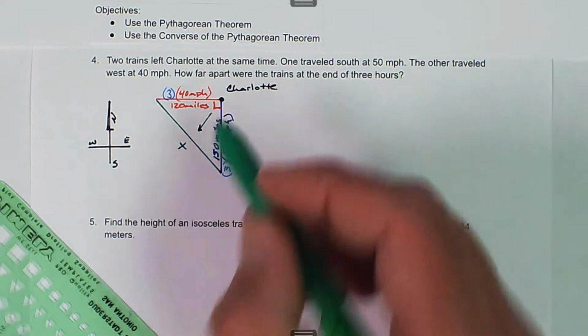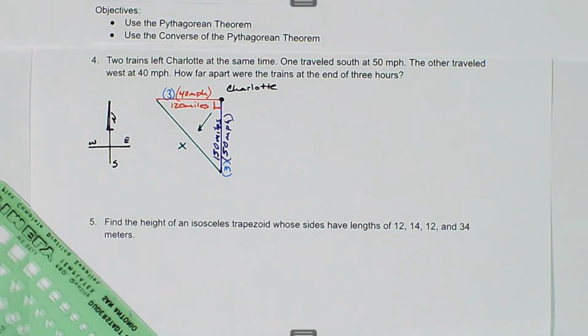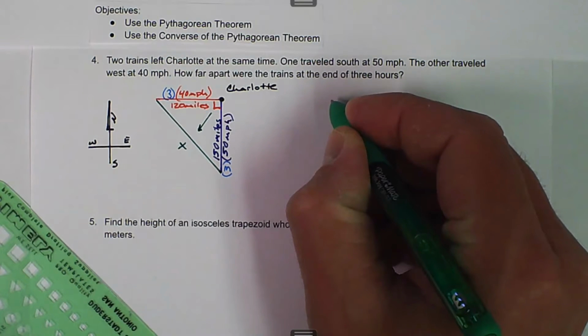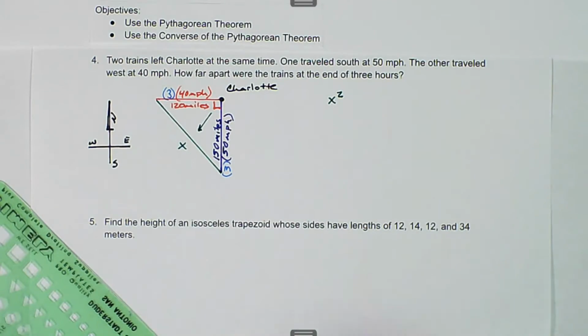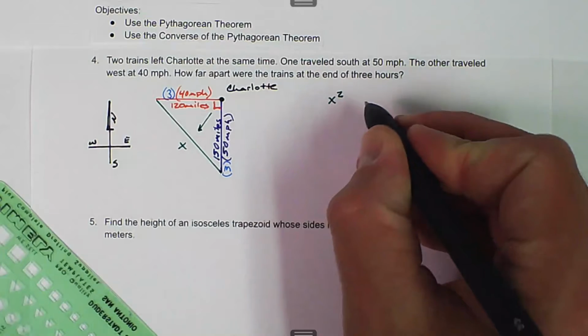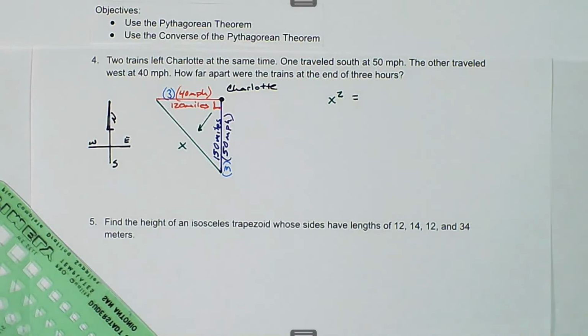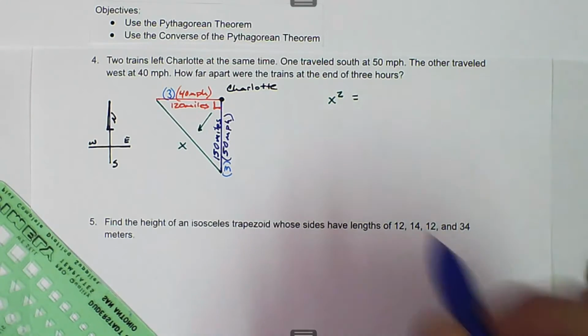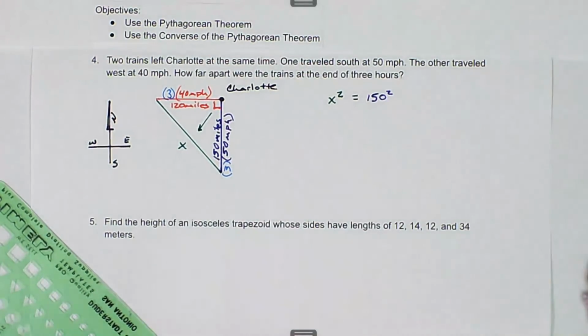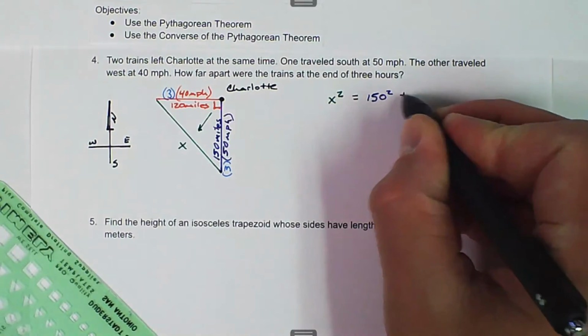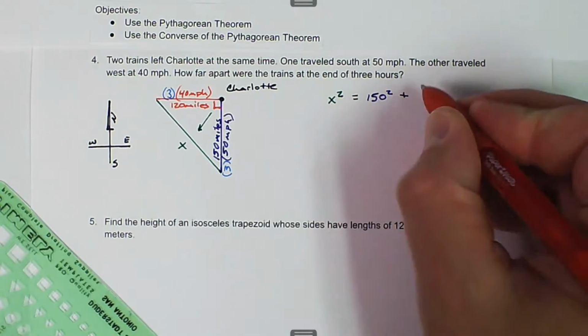The side opposite the 90 degrees is the hypotenuse. And so we can set up our Pythagorean theorem. And it is equal, because we said that's 90 degrees. So x squared is equal to 150 squared plus 120 squared.